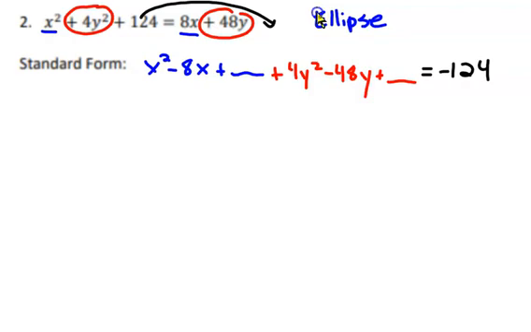Now, before I complete the square, I need to factor out. There's nothing to factor out with this first one. I can factor out a 1, but there's no need to. But the second one, I need to factor out a 4. So negative 48 divided by 4 is negative 12.